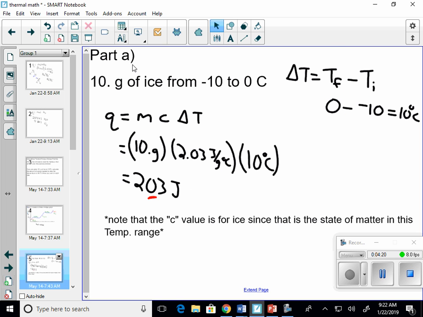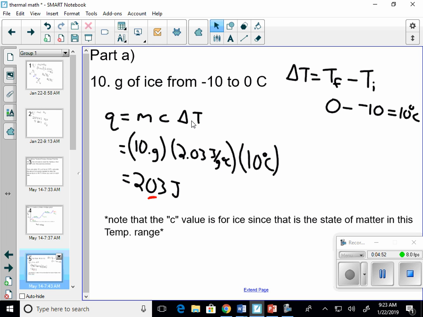Part A. Part A is we're going to take our 10 grams of ice from that problem and heat it from negative 10 degrees Celsius to 0 degrees Celsius. Whenever there's a change in temperature, I'm going to use Q equals MC delta T. So what I'd like you to do on the back side of your sheet of paper is start off with Q equals MC delta T. What's the mass of the ice given to us in this problem? 10 grams.